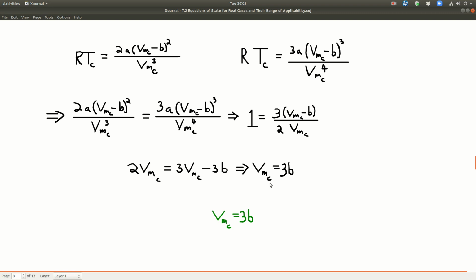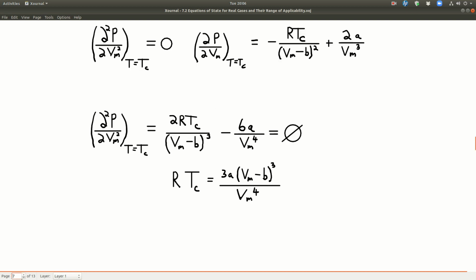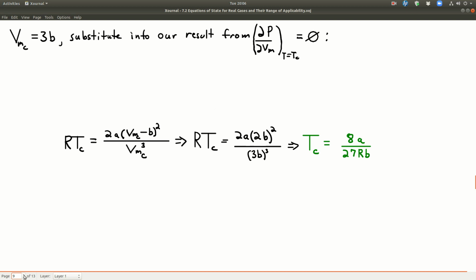The molar volume at the critical point is equal to 3 times B, which if we could easily measure the molar volume at that point, we would have B. But it ends up it's not that easy. So we're going to get A and B in terms of the other parameters: critical pressure, critical temperature. All right, so we're going to take this expression we just got, substitute it into our first partial. This is our first partial. We got that. Substituting for VMC, 3B.